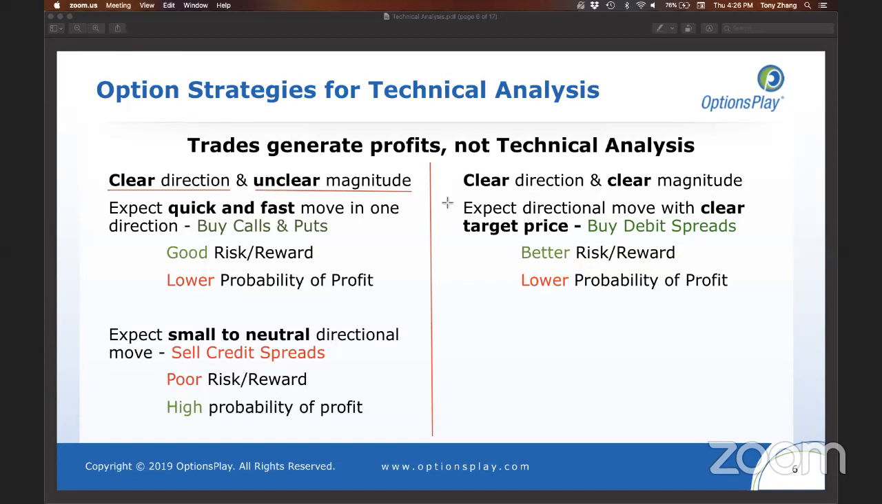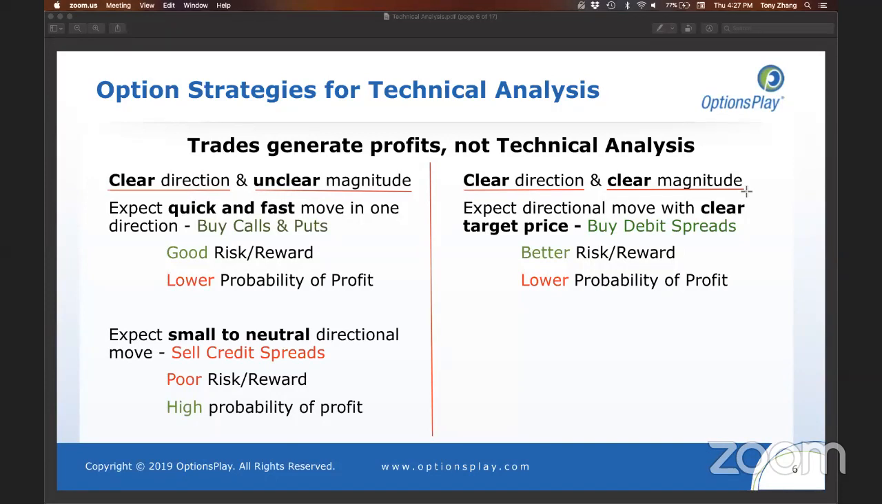There are certain forms of technical analysis that will give you a clear sense for whether a stock is going to move higher or lower, but it doesn't really give you a sense for whether it's going to move 1% higher or 5% higher or 10% higher. If that's the case, there are two different strategies that you can trade. Conversely, if you do have a clear sense for direction and you have a clear sense for magnitude, then there's one strategy that you can trade on that specific front.